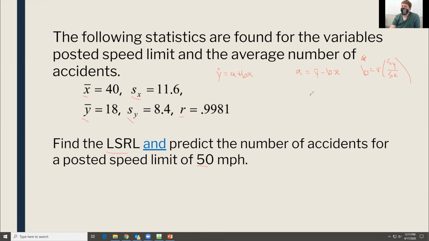So this is the equation you're going to start with, because we know these two things and we know that. So our b is going to be equal to our R value of 0.9981, and it's a very convenient problem that everything we need is just right there in front of us. Wish life was always that way. And then standard deviation of y is 8.4, and standard deviation of x is 11.6.